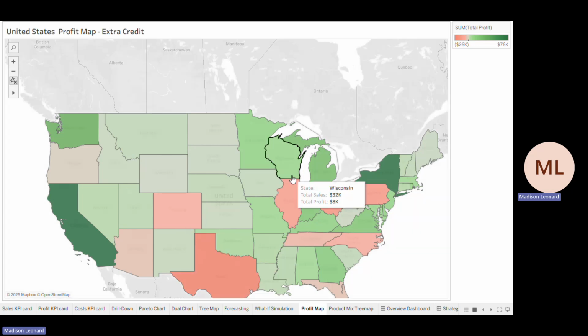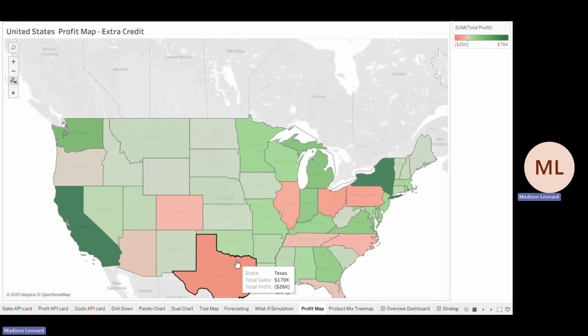We can see Texas is our least profitable. Even with its 170K in sales, it still has negative 26 profit, which we need to look into and see why it's causing that. And we can see California and New York are most profitable, in the 70K range, and we're also making a good amount of sales there as well. And we can just go into specifics of each state.